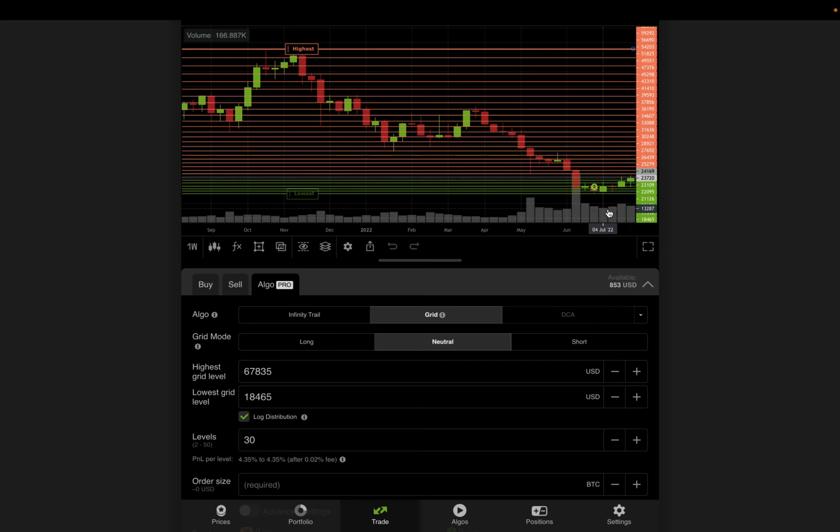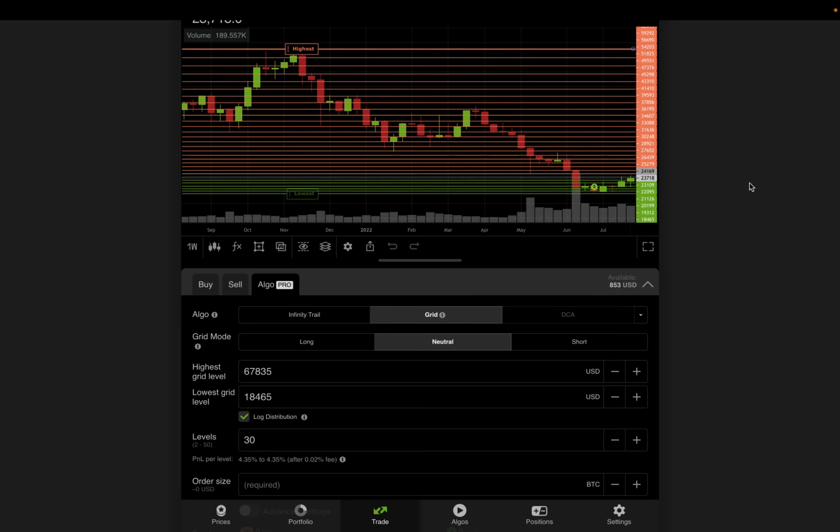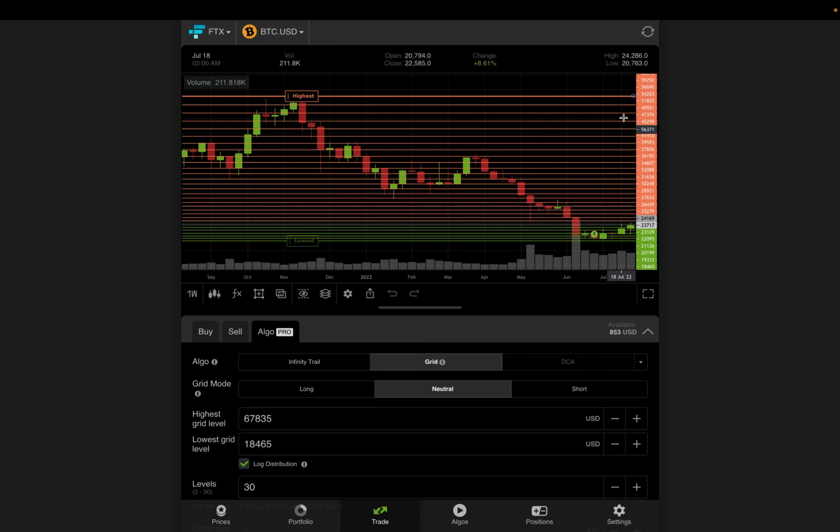So the price only needs to move, if you don't account for the fee, 4% here between levels for you to execute a trade, and here, same without log distribution. As you can see here, the price needed to move 8% between levels to actually get a trade, but here it fell to just 2% of price difference. So once again, a log distribution is very, very useful if you're running a very wide grid.